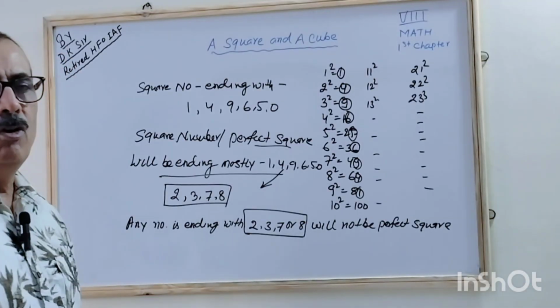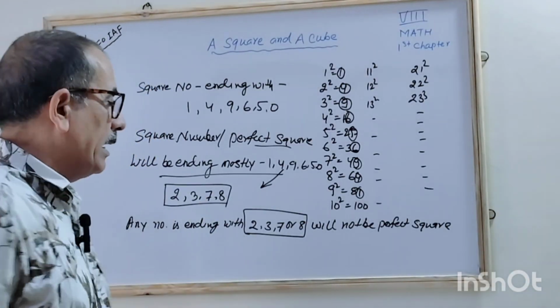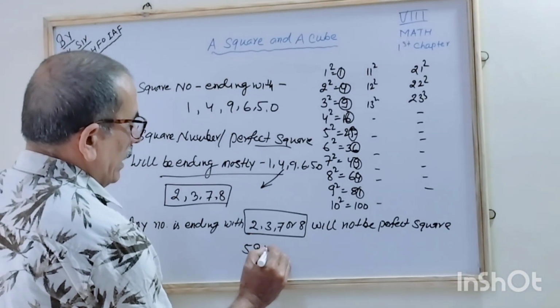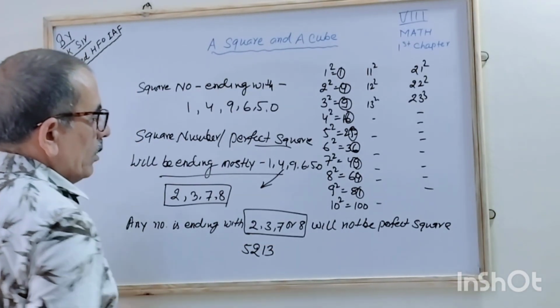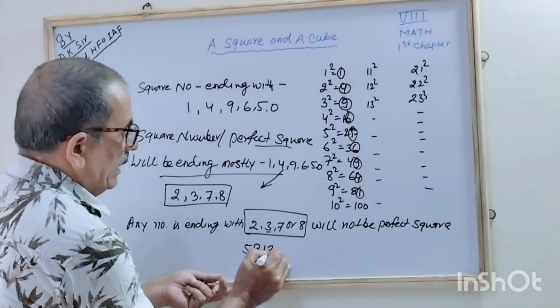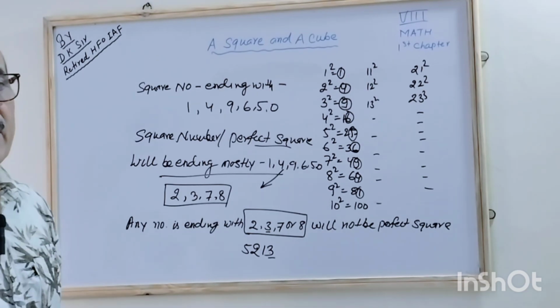If any one of these 4 digits is there, for example, if I say 5 2 1 3, the 3 is there. It is ending with 3. So it is not a perfect square.